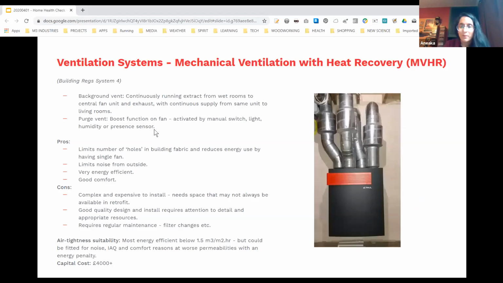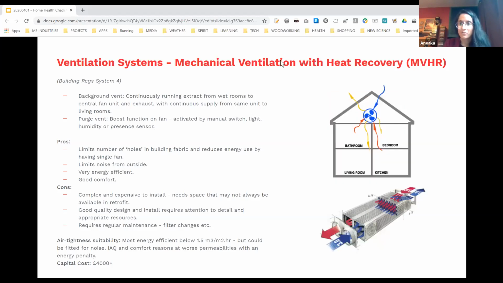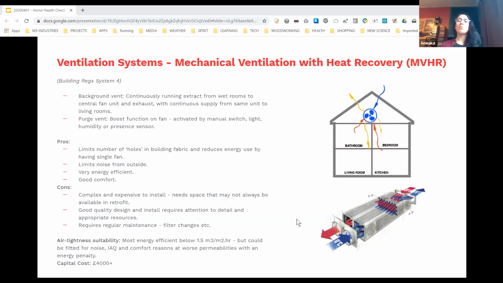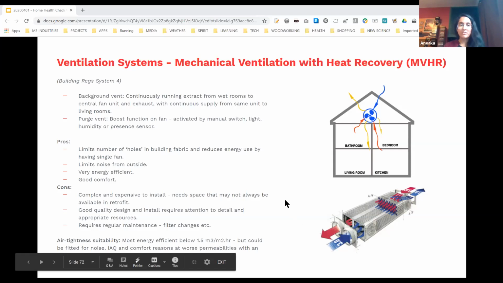So I'm going to talk about mechanical ventilation heat recovery. This is a system where you have a unit somewhere in the house, sometimes in the utility room, for example. You'll have a constantly running extract from the wet rooms to that central fan, and then that warm wet air will warm up cold air coming in from the outside to supply warmed up air into the dry rooms of the house. It has a boost function of the fan to deal with purge ventilation when that's needed.